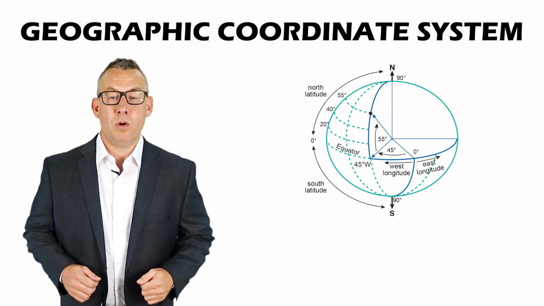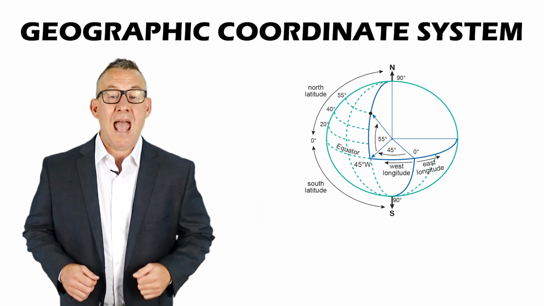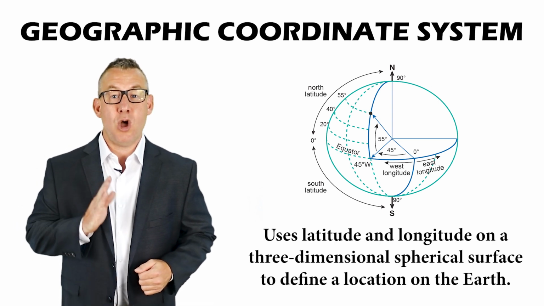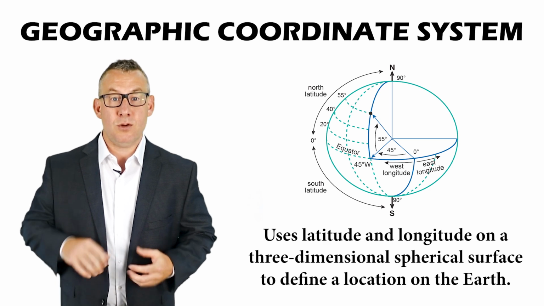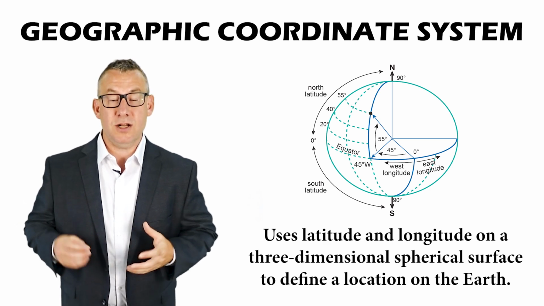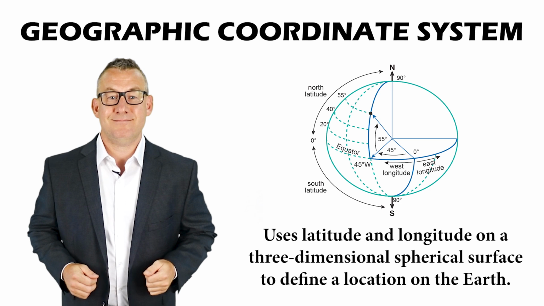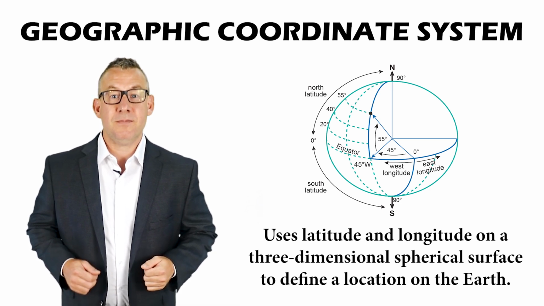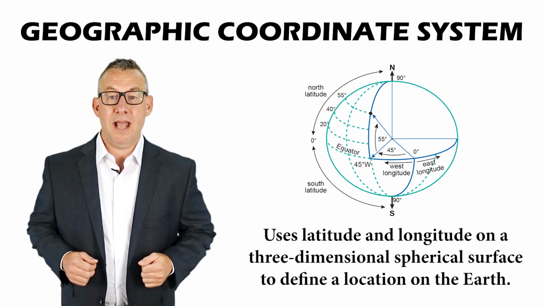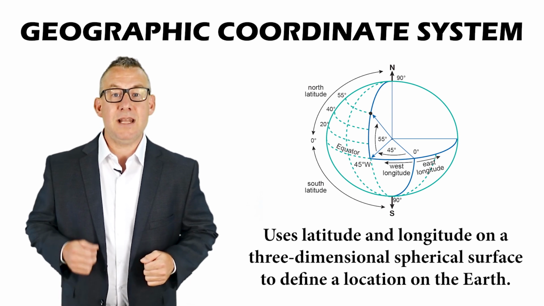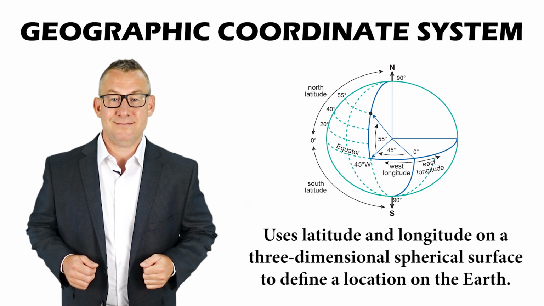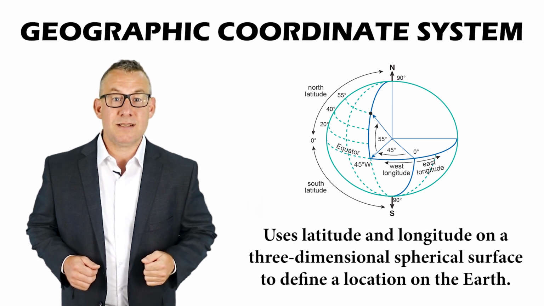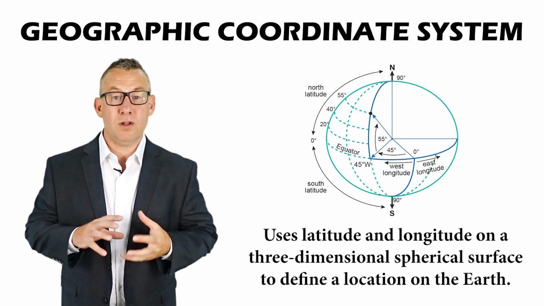A geographic coordinate system. A geographic coordinate system uses latitude and longitude on a three-dimensional spherical surface to define a location on Earth. A geographic coordinate system includes a datum, an angular unit of measure, and a prime meridian. A geographic coordinate system is based on a 3D model of the Earth.